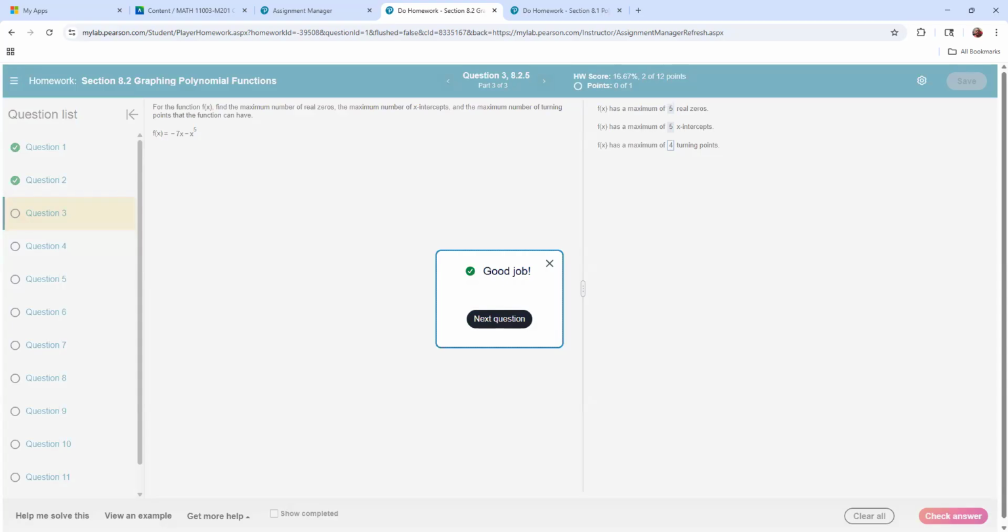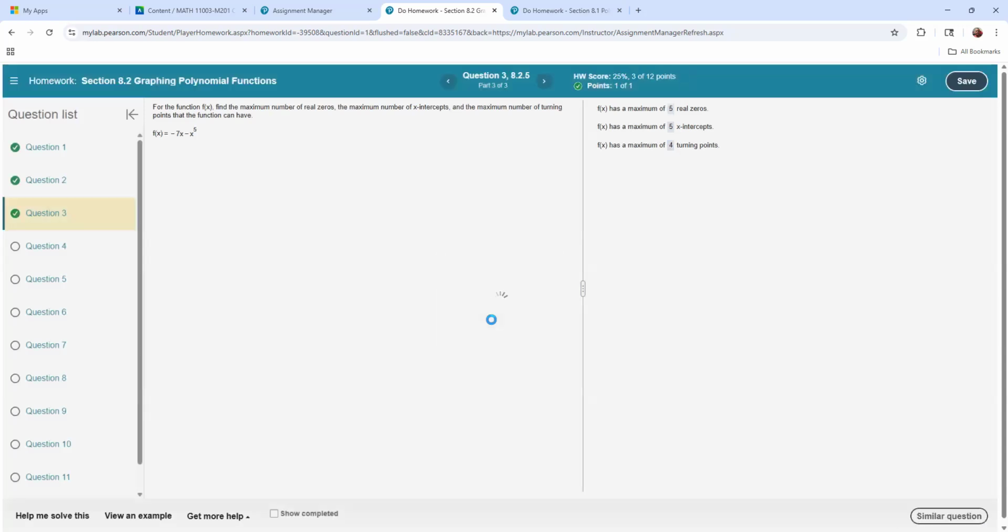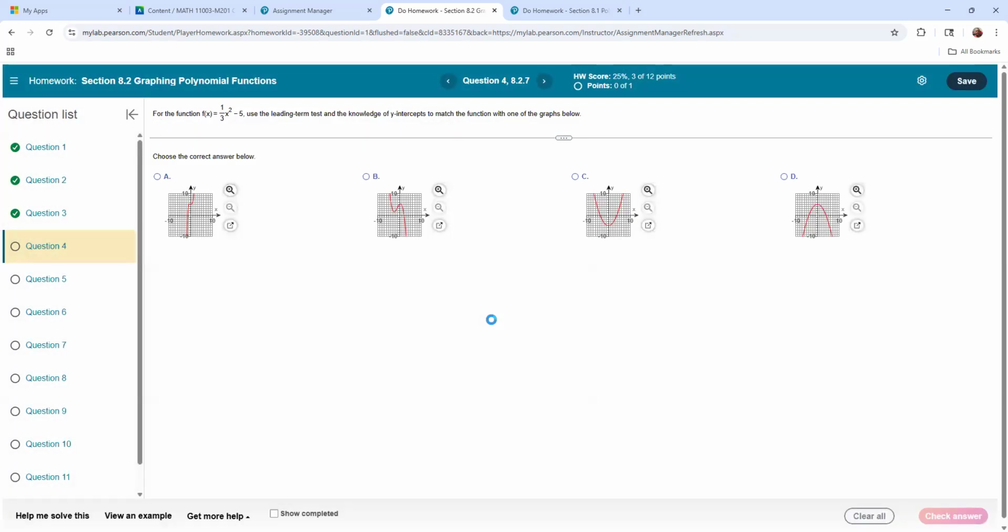All right, y'all, so now we're just going to start looking at graphs. So this one says, hey, use your leading term test and knowledge of y-intercepts to match the function with one of the graphs. Well, A is going uphill, B is going downhill, C is both going up, D is both going down. Which picture would y'all pick for this? 1/3 x squared minus 5.